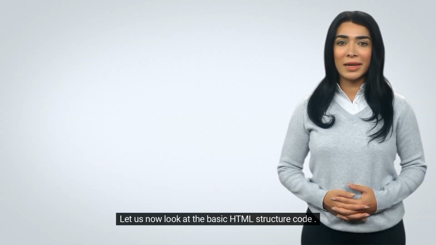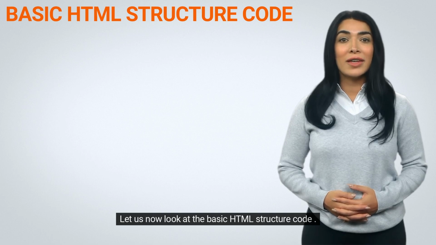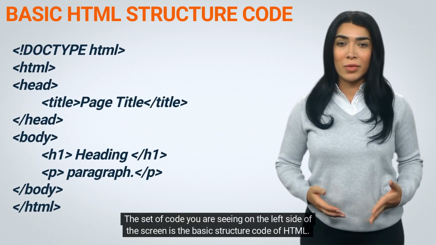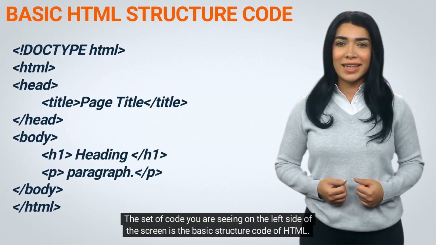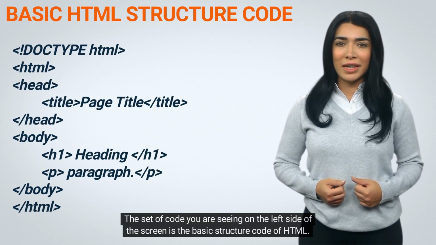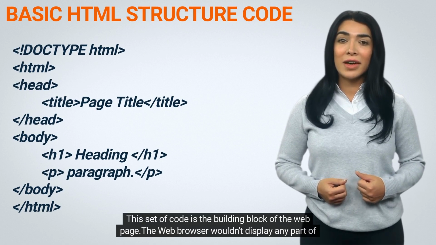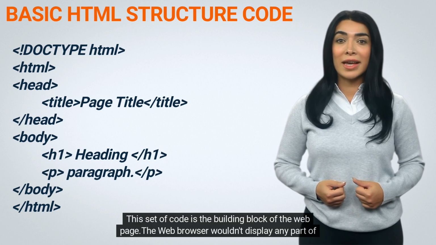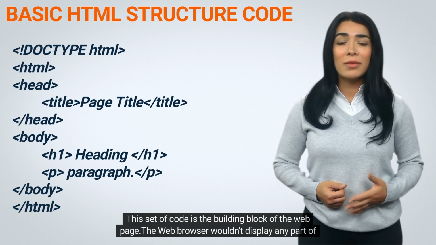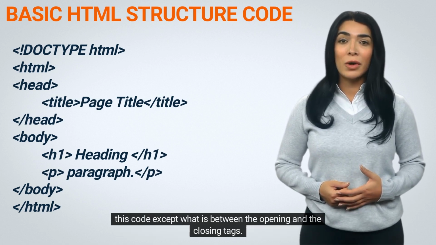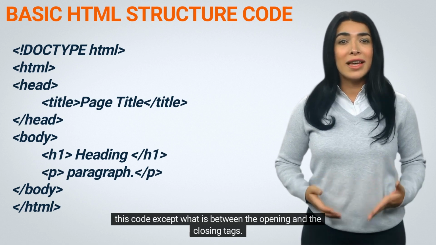Let us now look at the basic HTML structure code. The set of code you are seeing on the left side of the screen is the basic structure code of HTML. This set of code is the building block of the web page. The web browser wouldn't display any part of this code except what is between the opening and the closing tags.